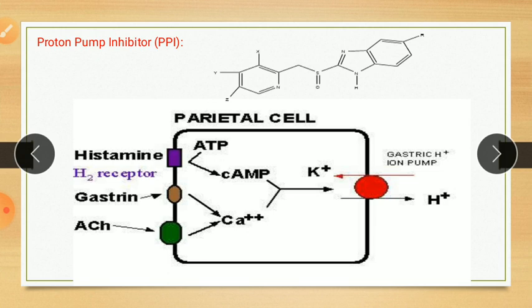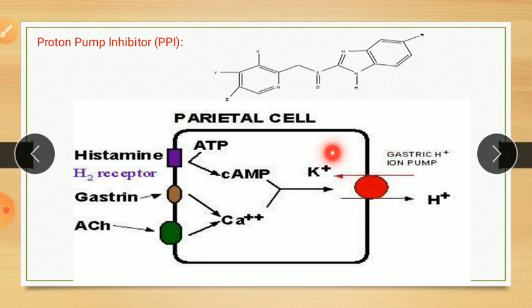So proton pump inhibitors, as the name indicates, are the drugs which inhibit the proton pump. As we saw in the previous category, there is a parietal cell, there are receptors, and there is a pump. Here is a pump. So proton pump inhibitors act on this pump. They do not have any effect on this process, on the H2 receptor, the gastrin receptor or the muscarinic receptor. They directly inhibit this pump. Therefore it is called a proton pump inhibitor.